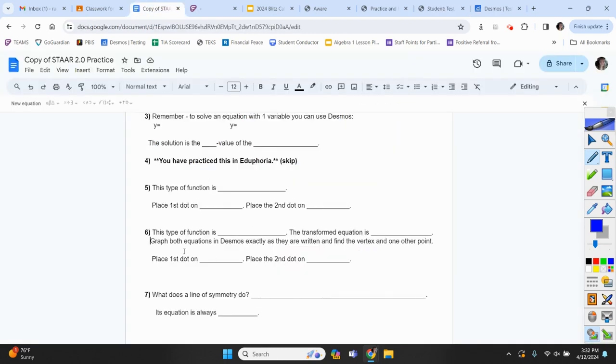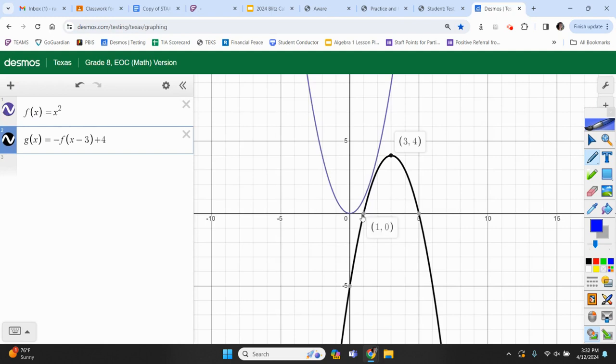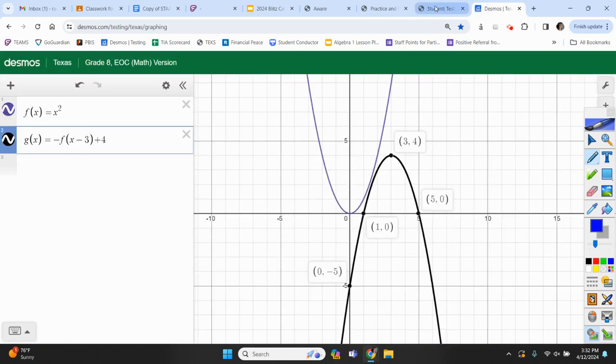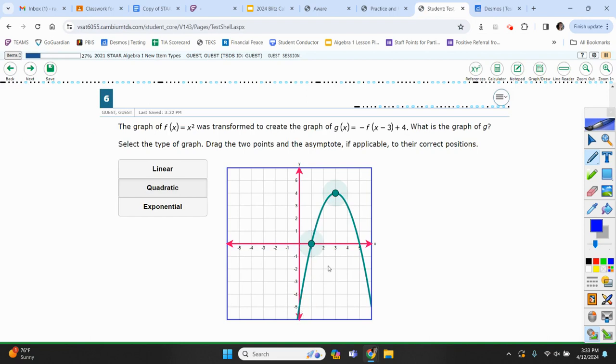Sorry, I have too many tabs. So place the first dot on the vertex, (3, 4). Place the second dot anywhere else that's a whole number. So either of these 2 points would be okay. Even this point, as long as it fits on the graph here, yeah, any of those points would work. So you move this to (3, 4), and then your vertex, was it (1, 0)? Yeah. And it goes through (0, -5) and (5, 0). So you know it's the right graph.